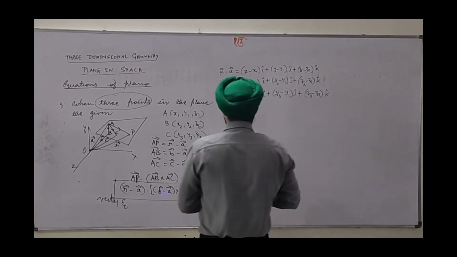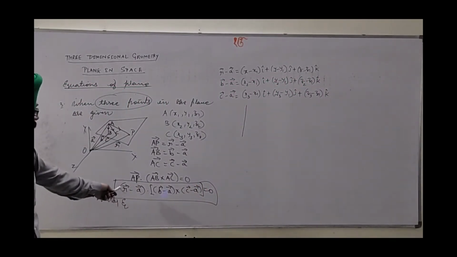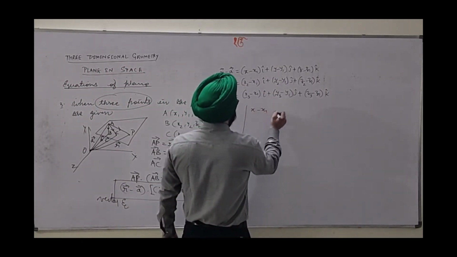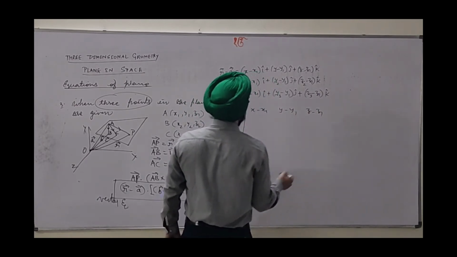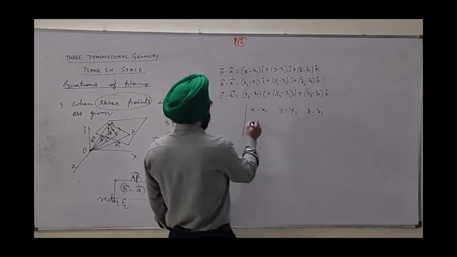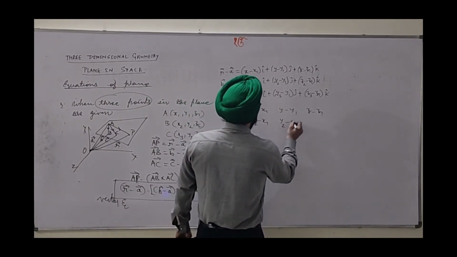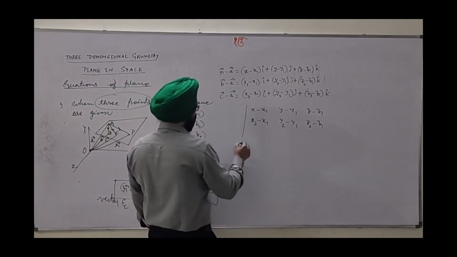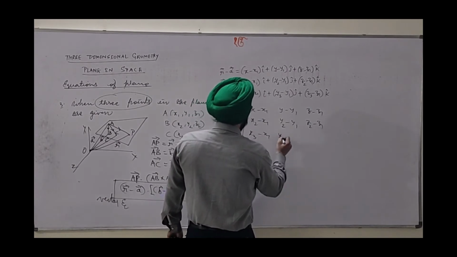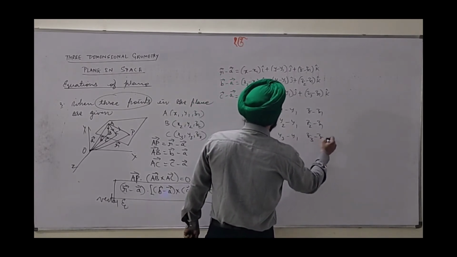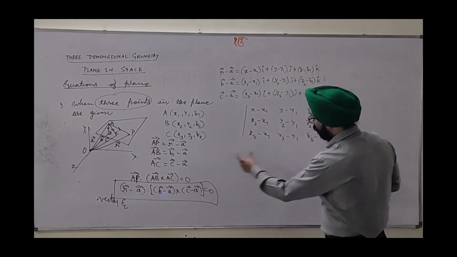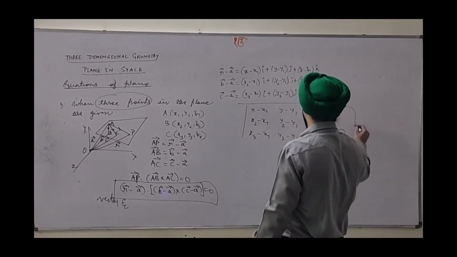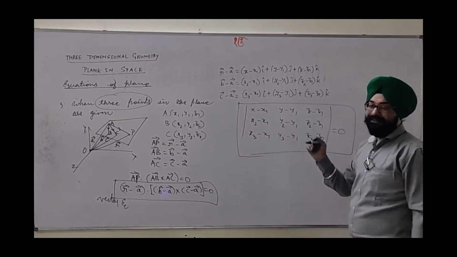What's that determinant form? First vector, as I said, is R minus A. So its components make row number 1: x minus x1, y minus y1, z minus z1. B minus A, its components make the second row: x2 minus x1, y2 minus y1, z2 minus z1. And C minus A, its components make the R3: x3 minus x1, y3 minus y1, z3 minus z1, equal to 0. We have simply replaced the scalar triple product by its Cartesian pattern. Okay, so it makes the Cartesian equation of the plane required when 3 points are given in the plane.